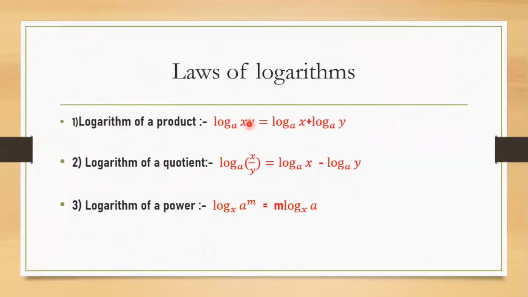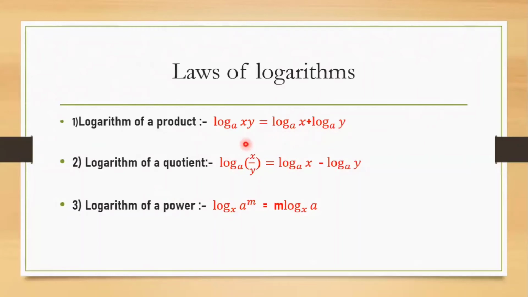Next, laws of logarithms. There are 4 rules in the logarithms, but in this chapter, only 3 rules are given. This is a logarithm of a product, logarithm of a quotient, logarithm of a power. Change of base rule is not given in this chapter. So let us know only about these rules. First one, logarithm of a product. Log of x into y to the base a equal to log of x to the base a plus log of y to the base a.